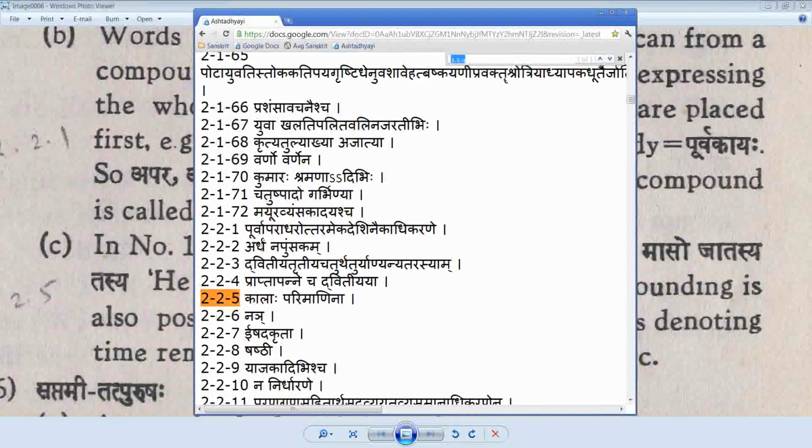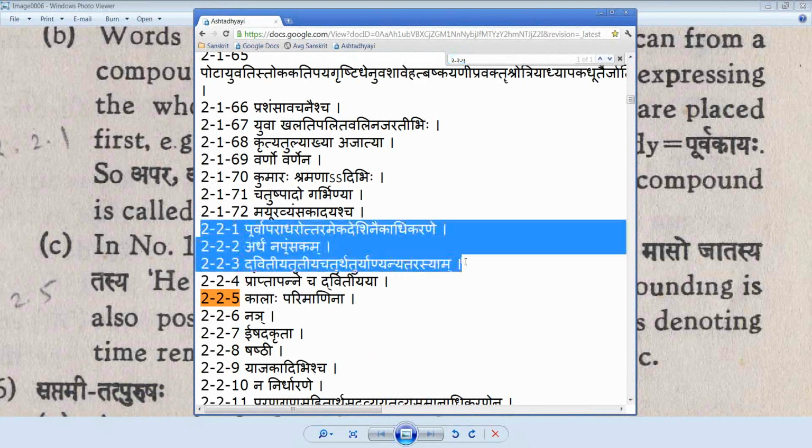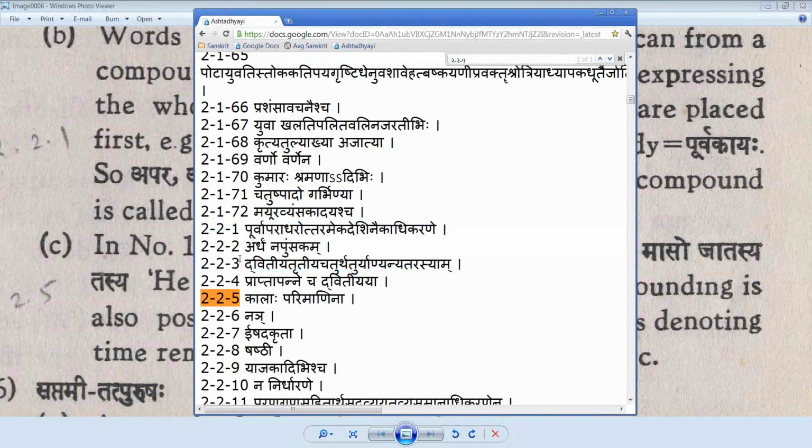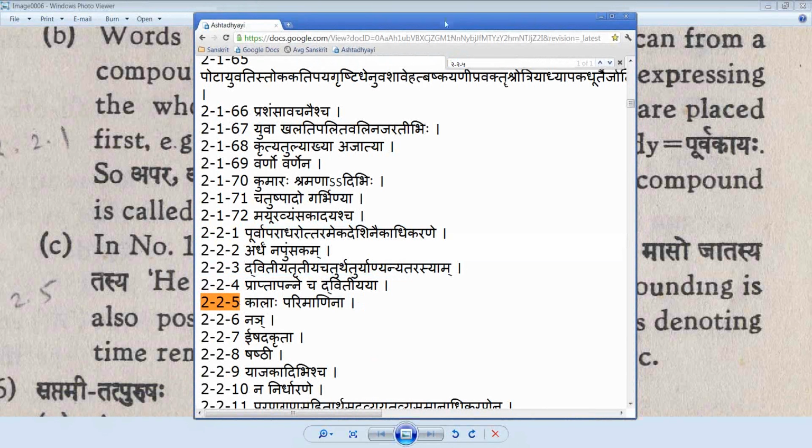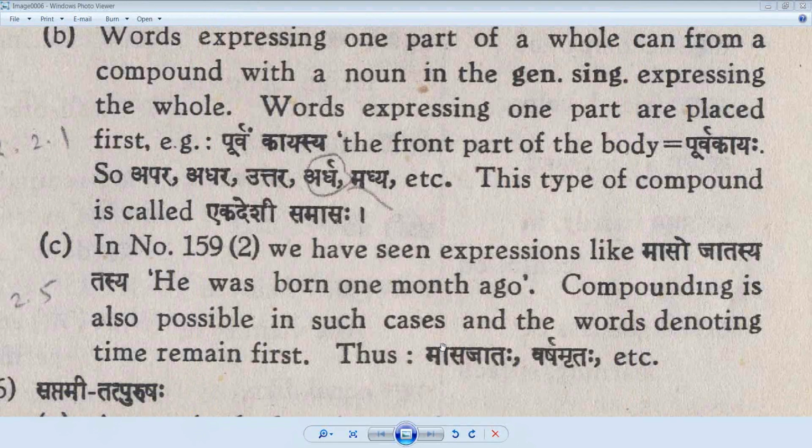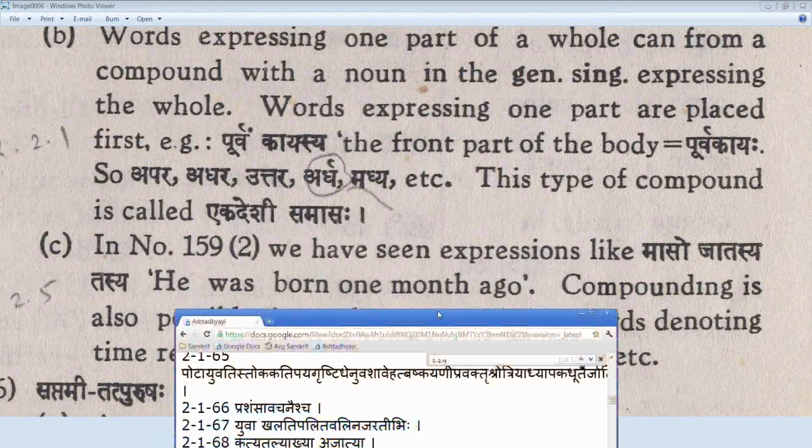But the Ekadeshi anuvritti, you check that only goes from 221 down to 223. Only these three are Ekadeshi Samasas. We looked at two of those. This is not Ekadeshi Samasa, but this is an apavada for Shashthi Tatpurushaha also. The book says that yes, compound is allowed in cases like masa jata, varsha mrataha, one who passed away a year ago. He was born a month ago. So this is 225, which is Kalaha Parimanina.